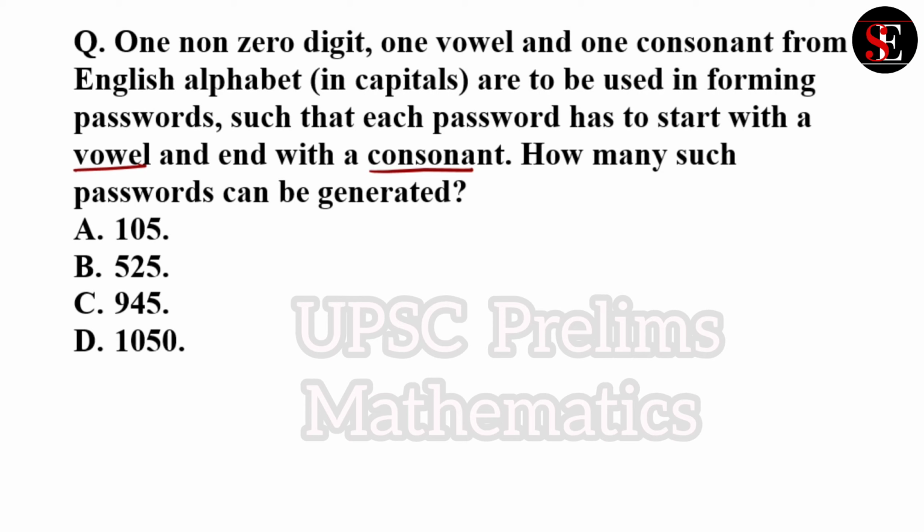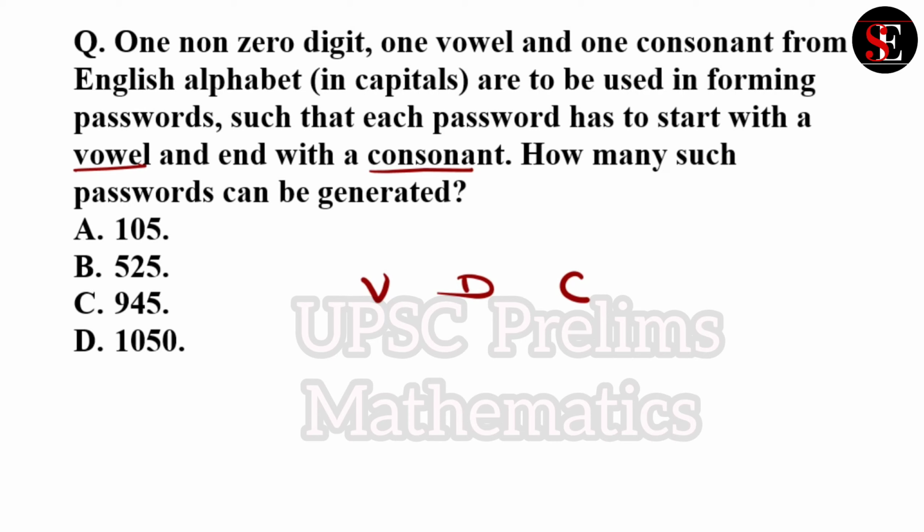It is a very easy problem, and many problems with such conditions were discussed in previous videos. Here we just find out how many possibilities there are to write a character at each place. The password starts with a vowel, the second character is any digit, and the third character is a consonant.